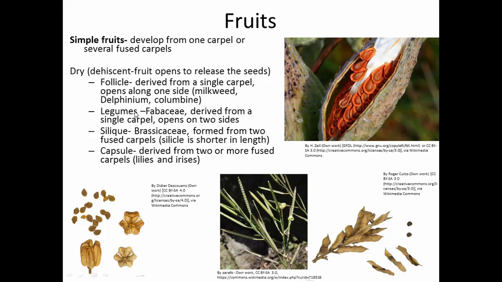Legumes are the fruits in the Fabaceae family. The plants in the Fabaceae family include beans and peas, and also plants like lupin, of which there are many species native to California. Legumes are derived from a single carpel, and like follicles, they are dehiscent, meaning they release the seeds, but unlike follicles, they open up on two sides.